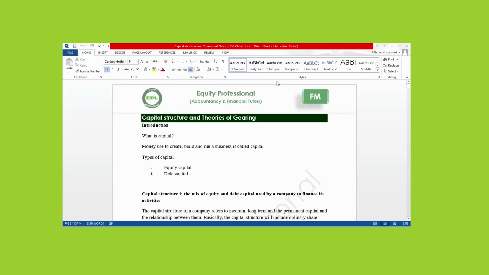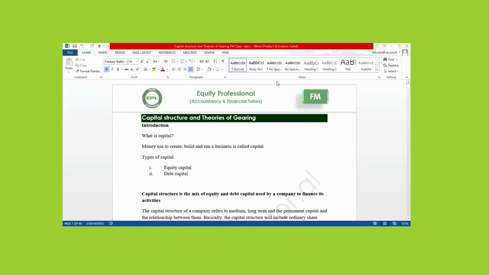So financial management is about how you can raise capital to finance the business so as to achieve the objective of a business entity. All right.